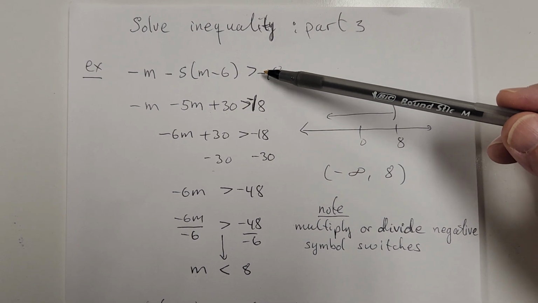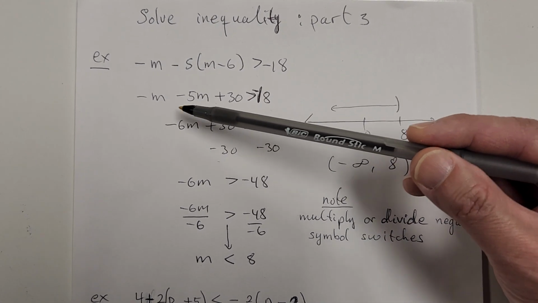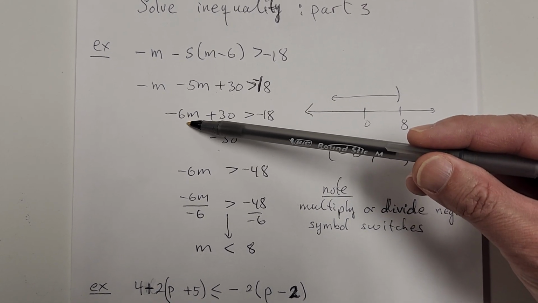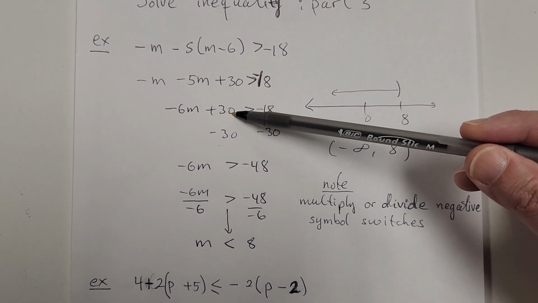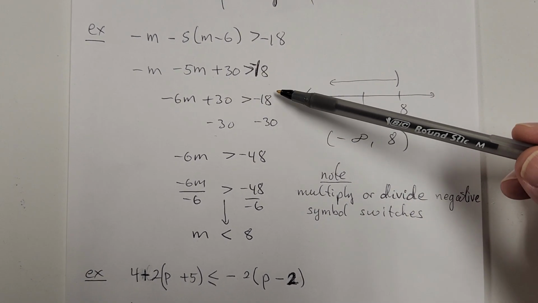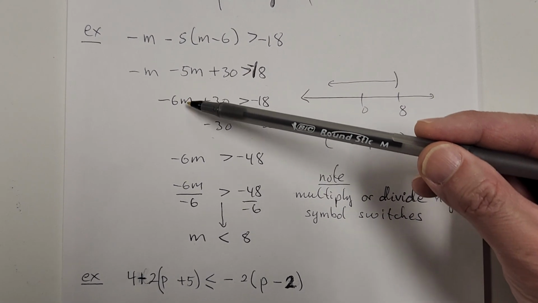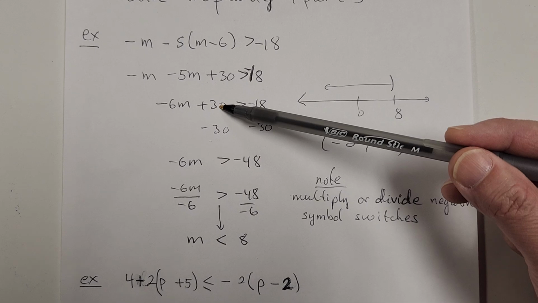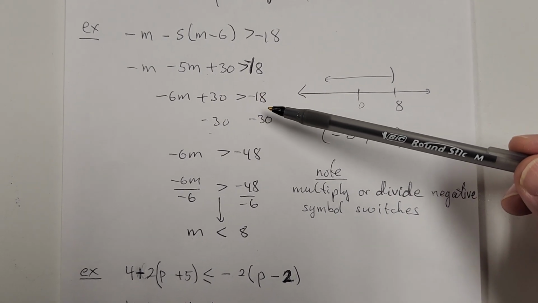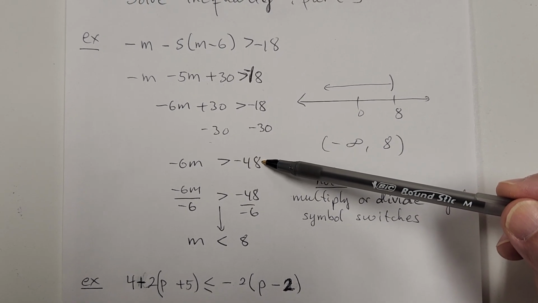Everything over here stays, so bring it straight down. Next, we combine like terms. Negative m minus 5m gives me negative 6m. Bring down the 30, bring down the negative 18. I want the 30 on this side, so subtract 30 over. Let's bring down the negative 6m, 30 cancels away. And then I have negative 18 minus 30, which gives me negative 48.